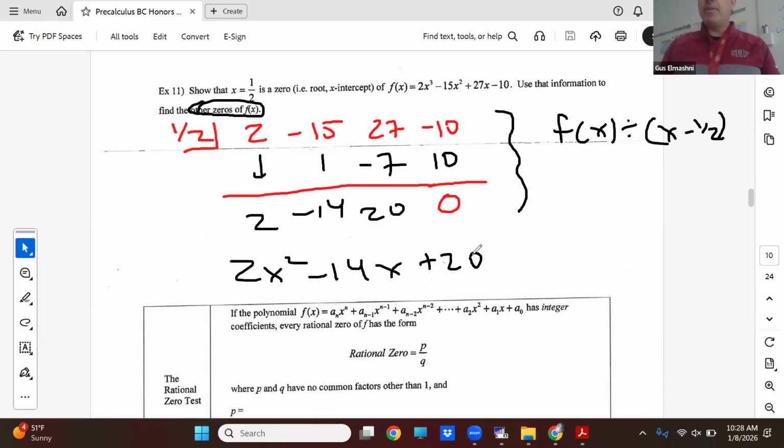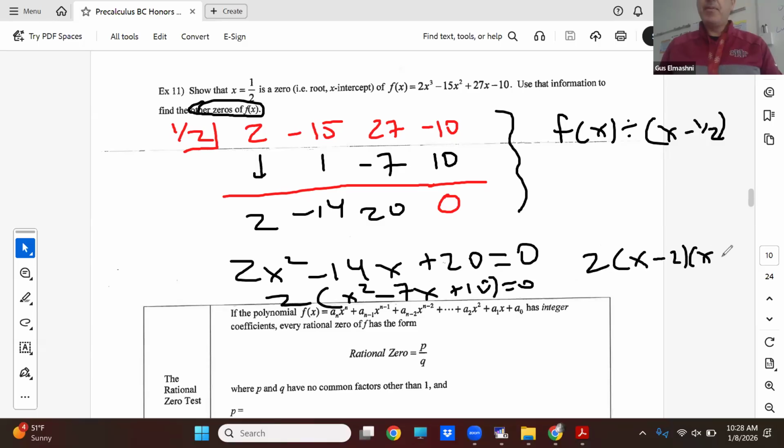What should I do next to solve this? Yeah, factor if we could. What can I pull out? Okay, and hopefully, yes, this is factorable. What do you get when you factor it? Good. Yeah, that's a pretty easy one. And of course, you get x equals 2 and 5. So those are our other zeros for this function, right? So, okay. So we're pretty comfortable with that.